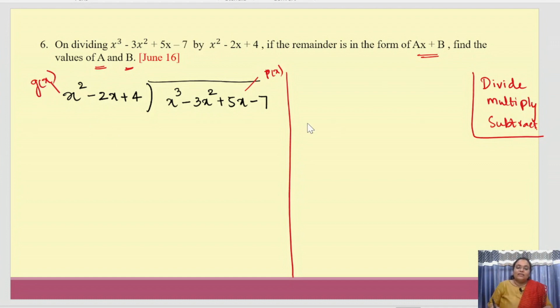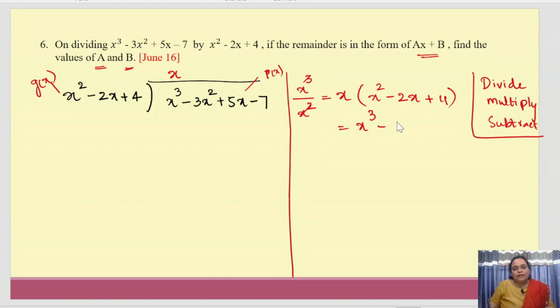The first step is divide. So we will divide the first term of p of x, which is x cubed, by the first term of g of x, which is x squared. You will get x. This x will be the first term of quotient. Okay. The next step is multiply. You will multiply this x with g of x, which is x squared minus 2x plus 4. You will get x cubed minus 2x squared plus 4x. You will write this here, which is x cubed minus 2x squared plus 4x.